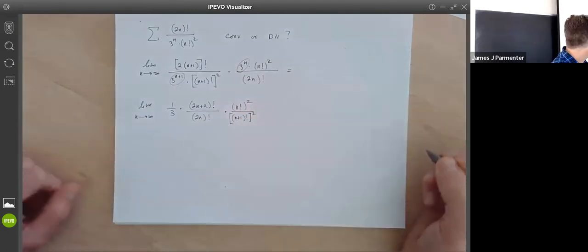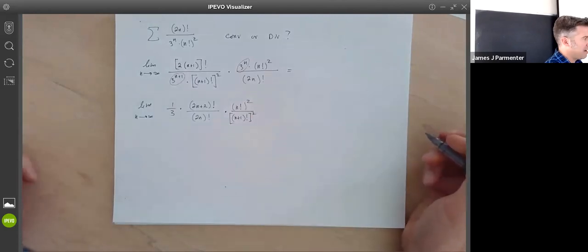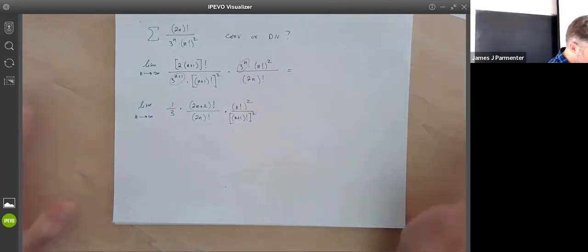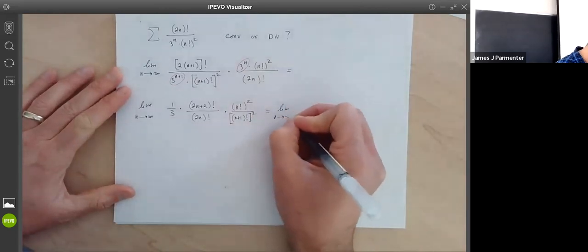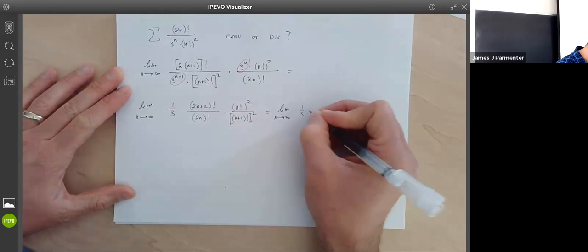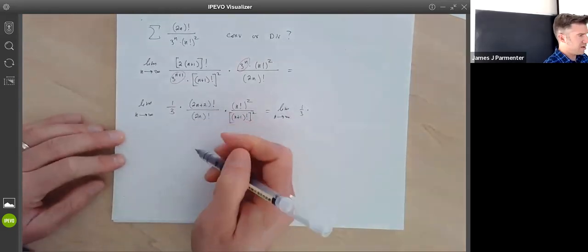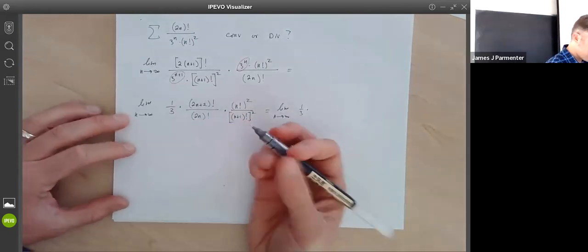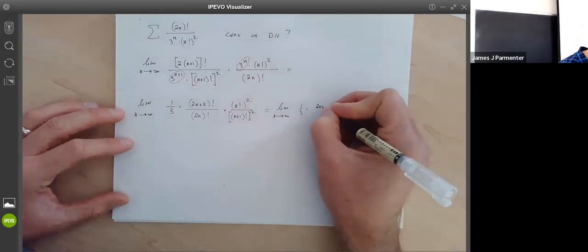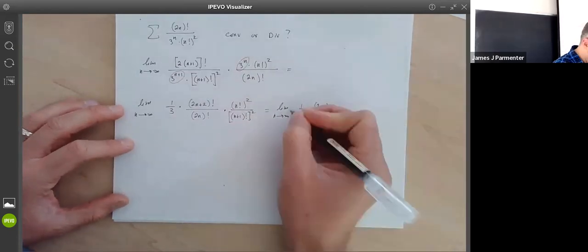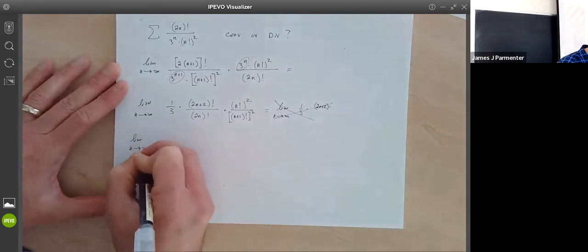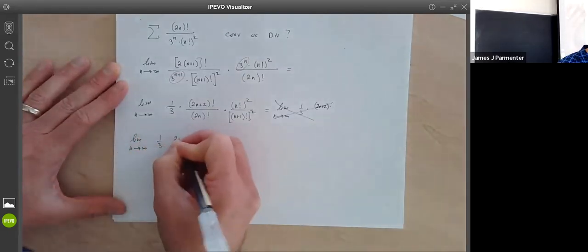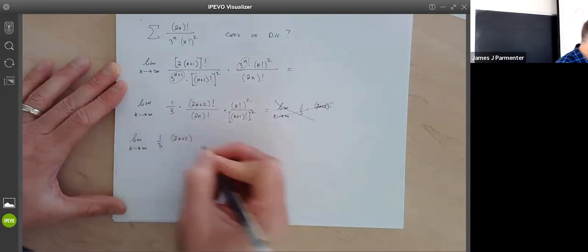And this is where it might be worthwhile actually writing a couple of things out. So let's see what happens. We have the limit as n goes to infinity of 1/3 times 2n plus 2 factorial. Let's start writing things. It's going to be 2n plus 2 times, I should give myself more room. Let's be realistic here. So we're going to have a 2n plus 2. And then what's the next smallest integer?